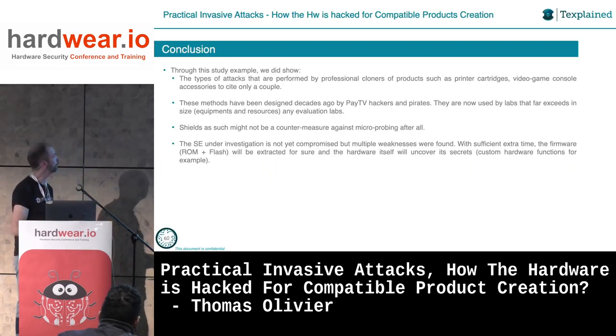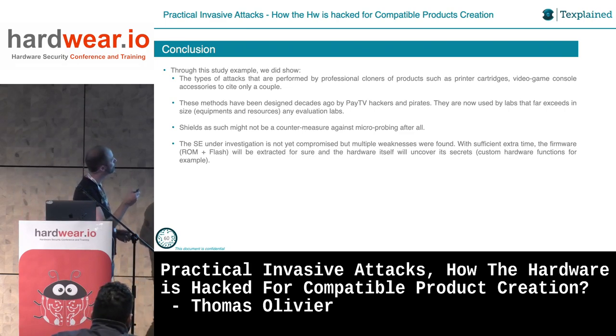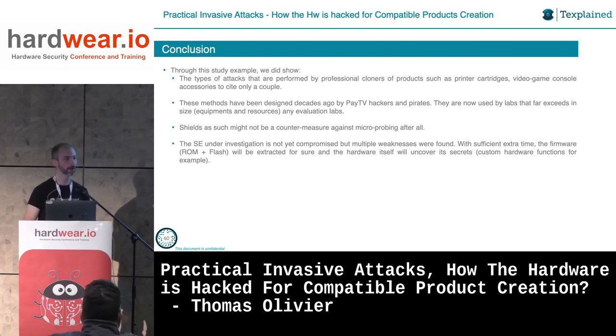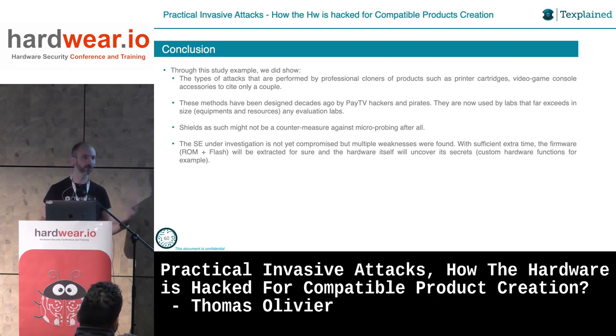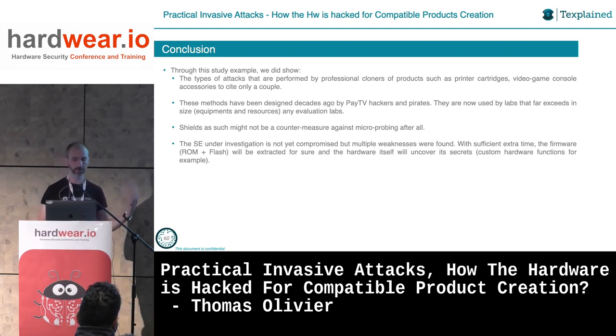So for my conclusion, what can I say? With the talk we tried to show you the process, the thinking process: what an invasive attack is, what you do, how hard it is, how long it can take. I think you can see that it's not an easy thing, modifying micrometer-wide structures with a FIB to probe and have no more information. It's a tough thing.